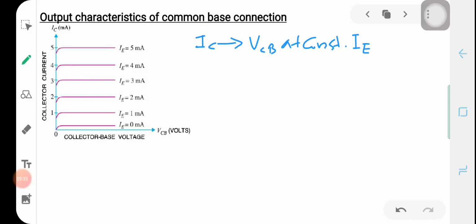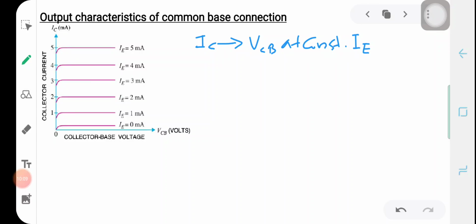So output characteristics of a common base configuration can be defined as the graphical representation of the variation of collector current with the collector base voltage at a constant emitter current. From this diagram you can see the output characteristics of a common base connection. Here we are taking the collector base voltage along the x-axis and the collector current along the y-axis.